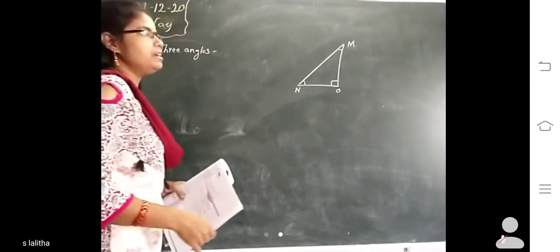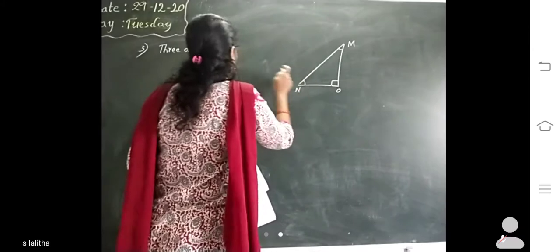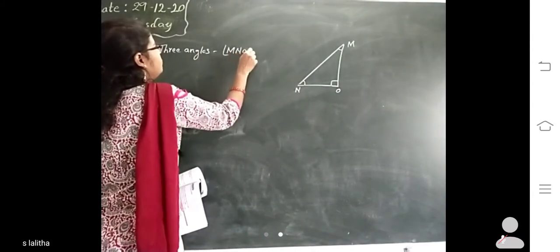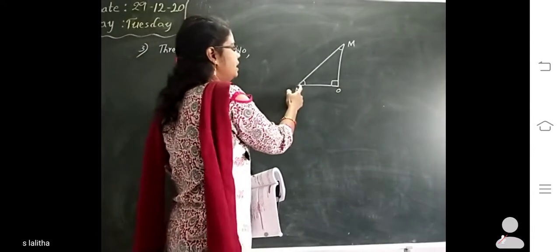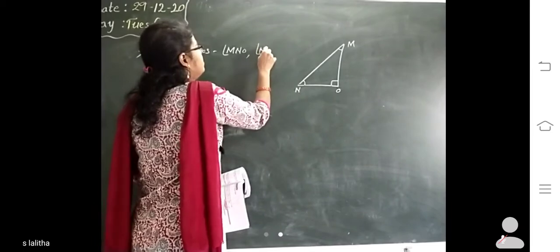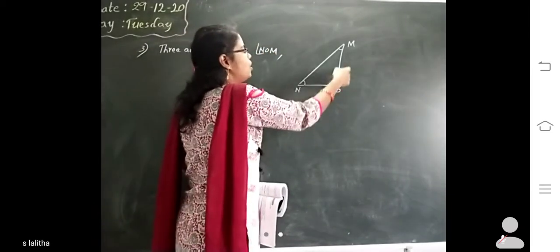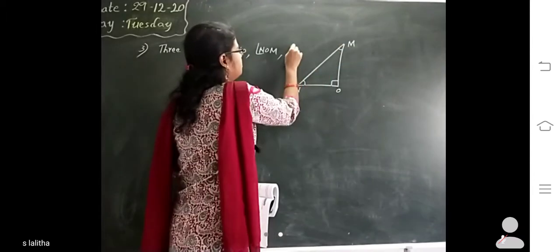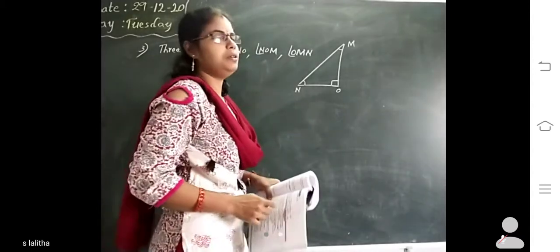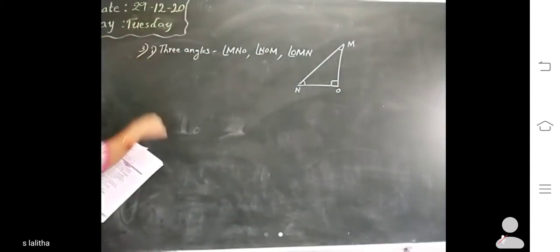So what are the angles? Angle MNO. And next angle NOM. And next angle OMN. Okay. This is the first answer.